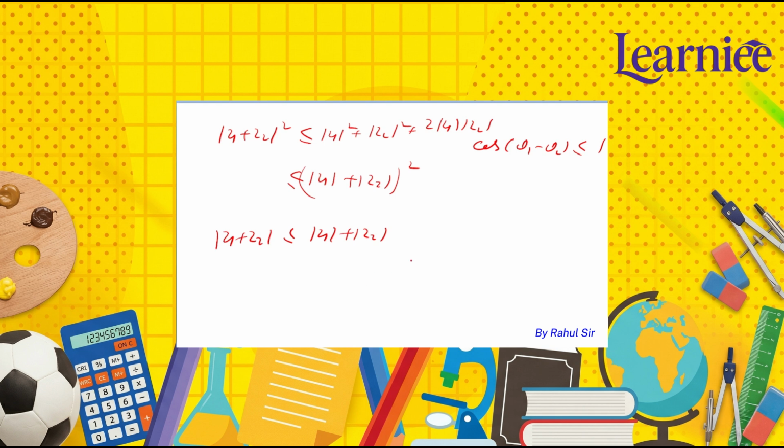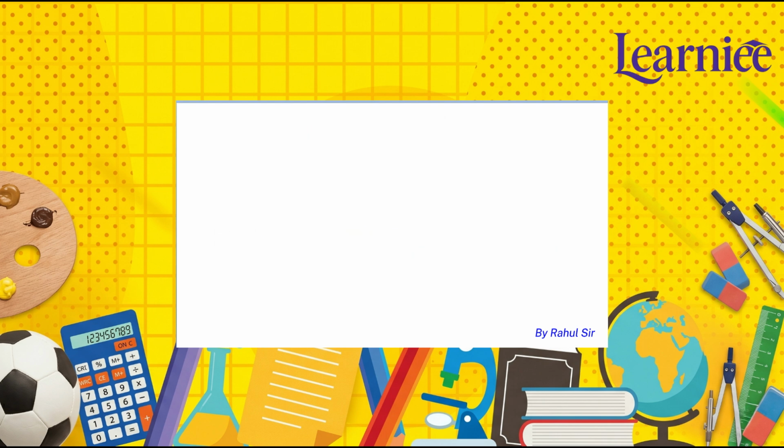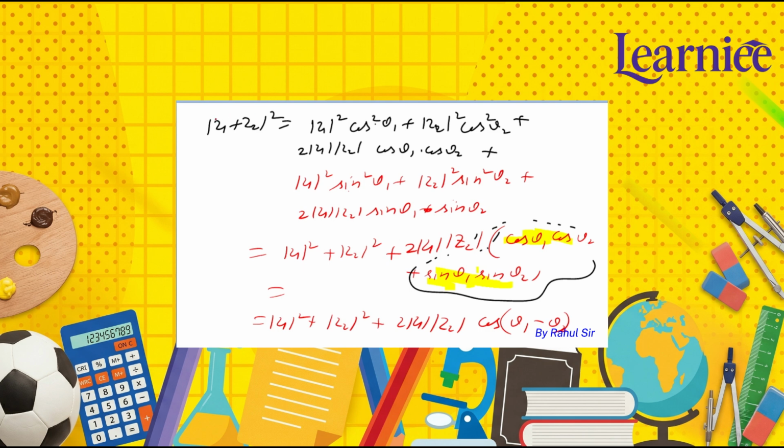Similarly, when does the equality hold? The equality holds when cos of theta 1 minus theta 2 is 1, that means theta 1 minus theta 2 is 0, 2 pi, 4 pi, and so on. And one more interesting thing, see, we have this one, so I copy it.